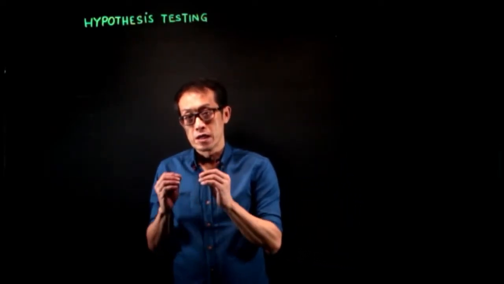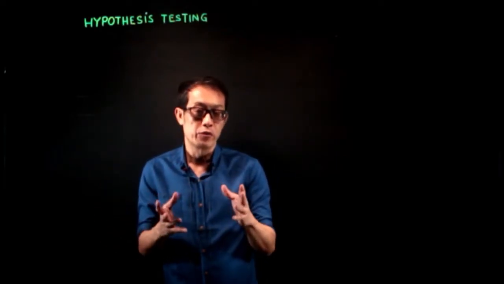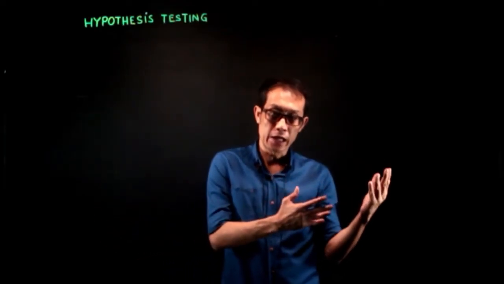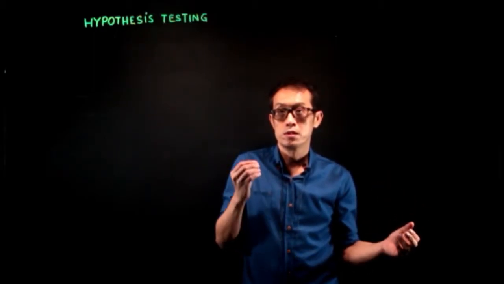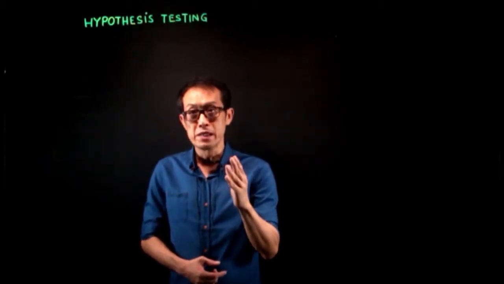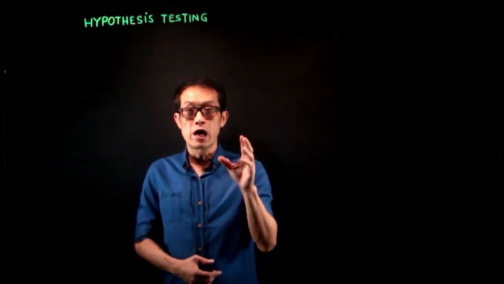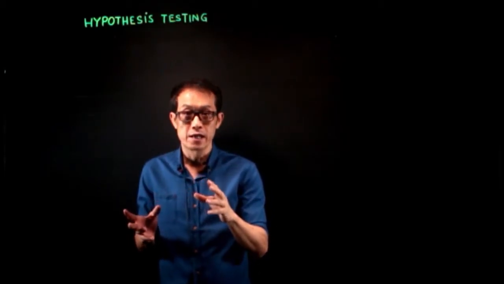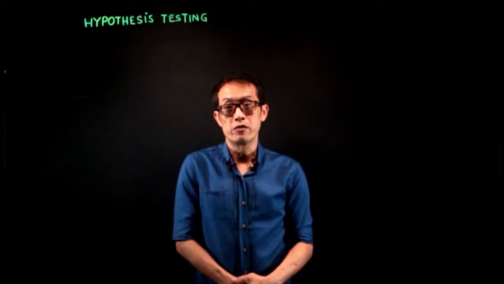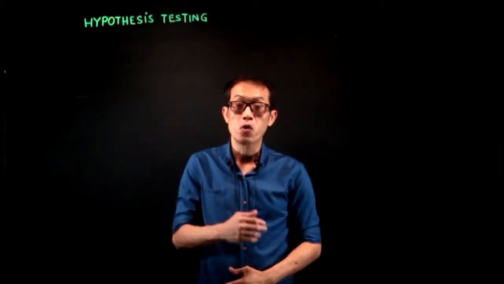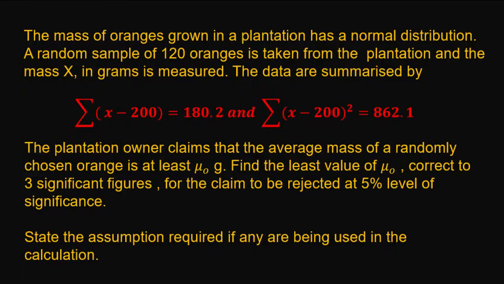In the next question, instead of asking you to justify whether the claim is true or not true, the question asks you to find the least population mean such that the null hypothesis is rejected at a given level of significance. Without further ado, let's look at the question.